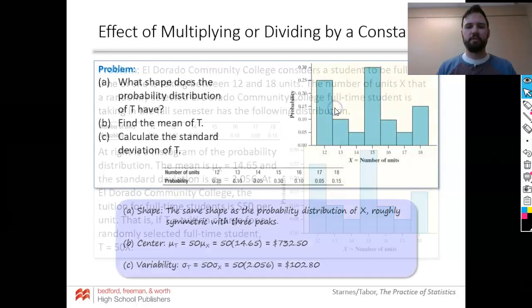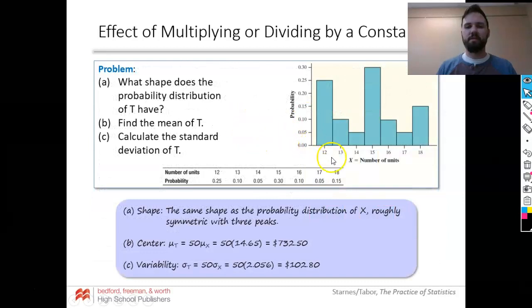So let's talk about this beast. When you first look at this, you would say it's randomly assorted. There's stuff everywhere. But it's actually fairly symmetric, right? There's nothing pulling it from one side or the other. There's the same amount pulling on each side. It's balanced. So the shape would be symmetric with 3 peaks.